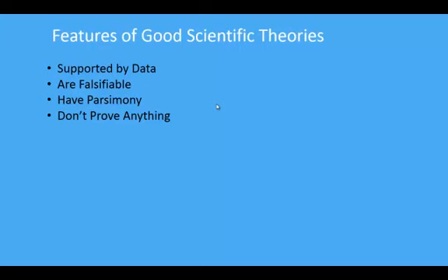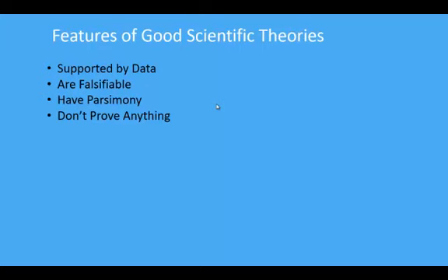So in the last lecture we discussed data briefly. Remember, it can take various forms. It could be in the form of numbers, it can be words taken from interviews from people, it can be observational recordings. You put people or animals in certain situations and see how they behave. Whatever the data may be, good scientific theories are supported by data.